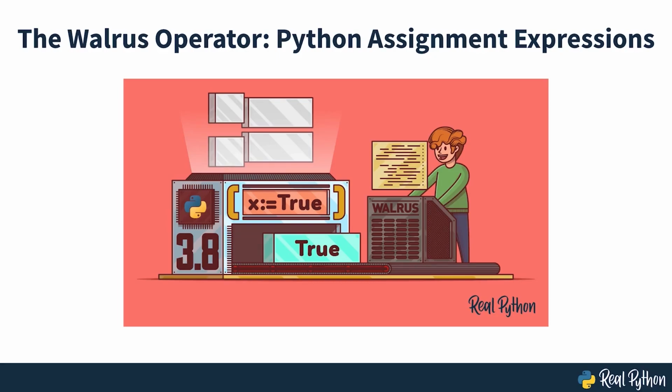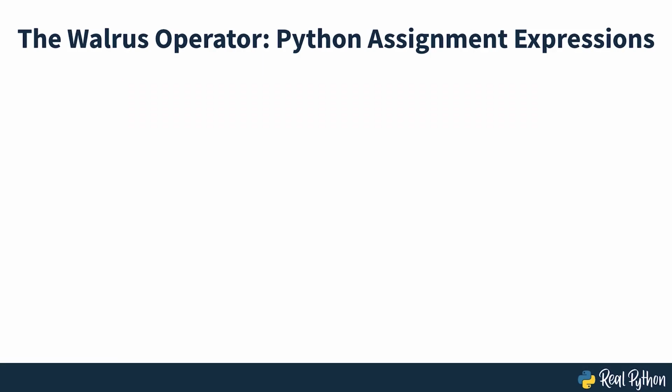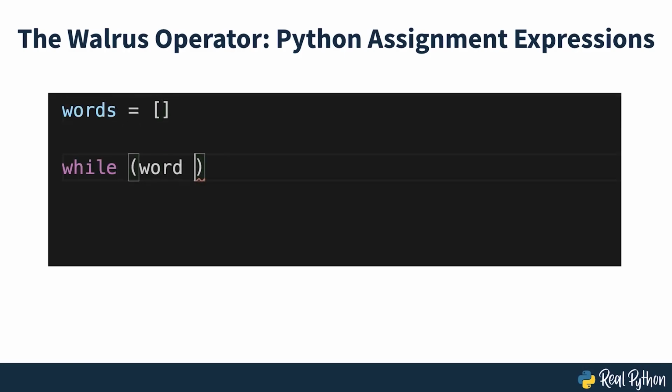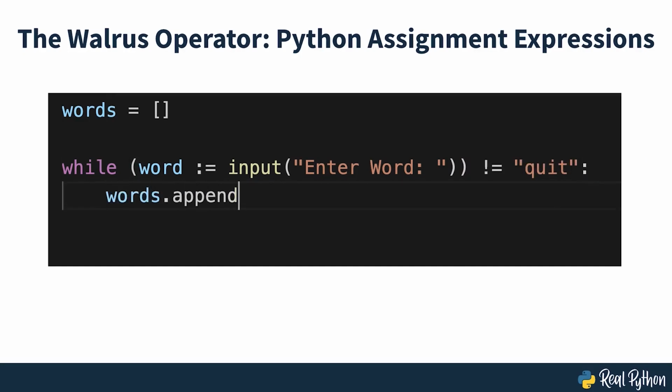The Walrus operator. Python assignment expressions. Each new version of Python adds new features to the language. For Python 3.8, the biggest change was the addition of assignment expressions. Specifically, the operator gives you a new syntax for assigning variables in the middle of expressions. This operator is colloquially known as the Walrus operator.